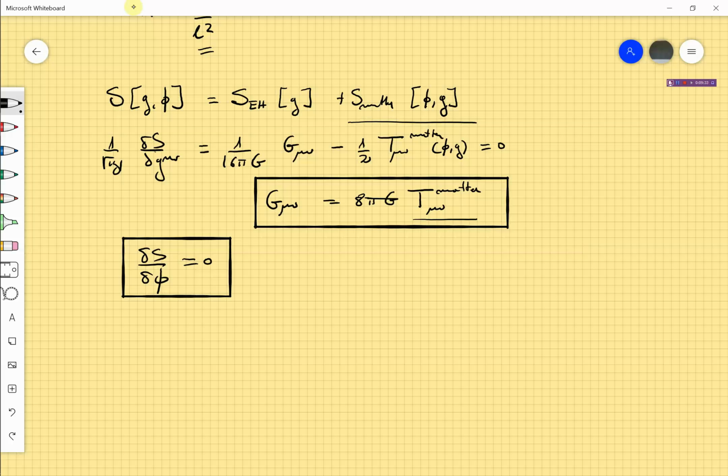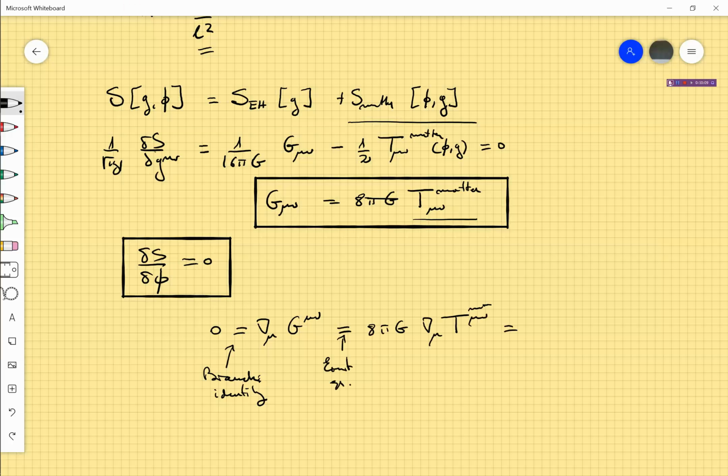is that if you now take the divergence of both sides of the Einstein equations, you get this chain of relations. This is 0 because of the Bianchi identity. This means that it is always 0 identically. Now this is equal, by virtue of the Einstein equations, which are equations of motion, to 8 pi G times the divergence of T^mu nu matter.